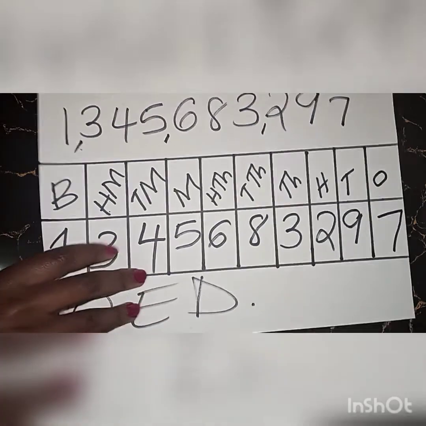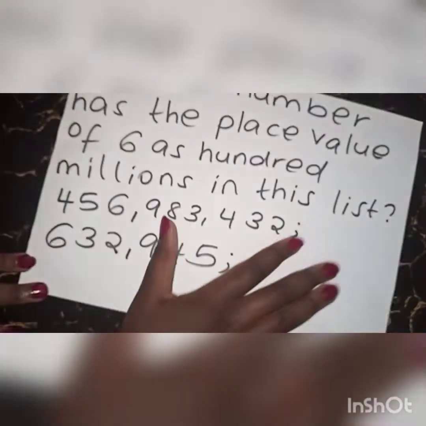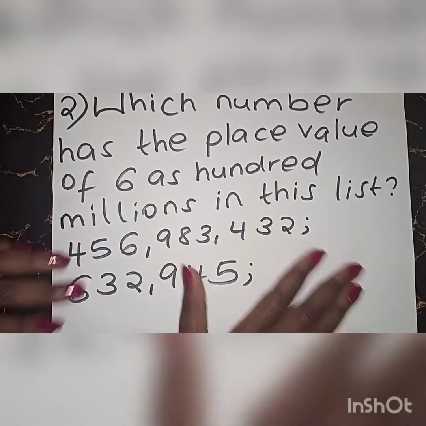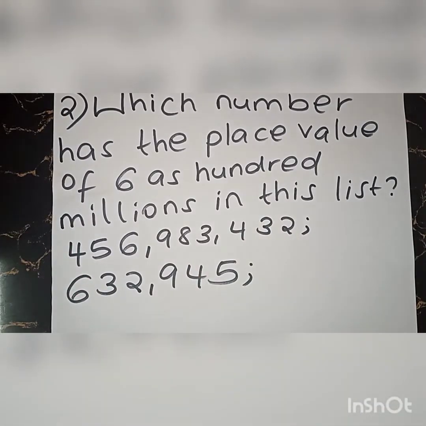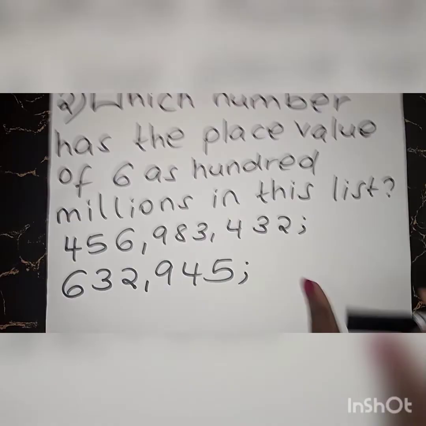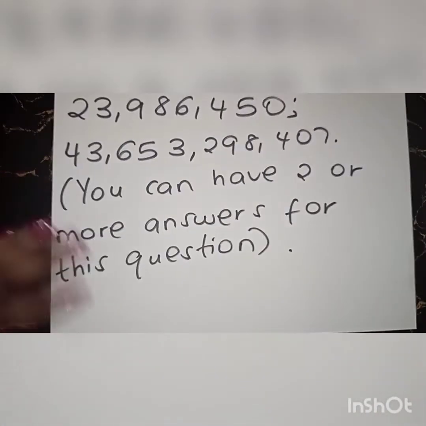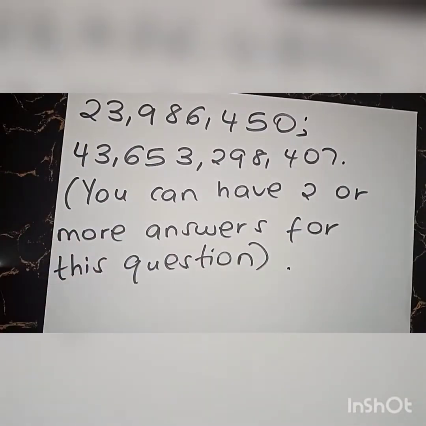Let's go through our second question. What was the second question? The second question was, which number has a place value of 6 as 100 million in this list? And I gave you 4 numbers, 1, 2, 3, 4. I gave you these 4 numbers, and I told you that you can have 2 or more answers for this question, okay?